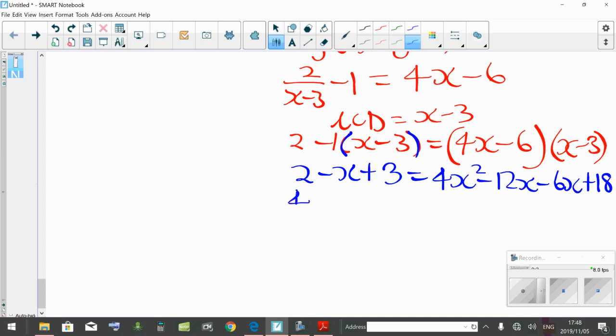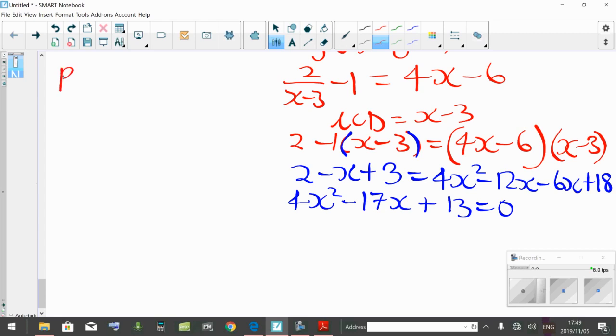Our final equation will be 4x squared minus 17x plus 13 is equal to 0. Let me go back to my favorite color. Right, we're going to factorize this. Another alternative is to use the quadratic formula. But I'm going to factorize.